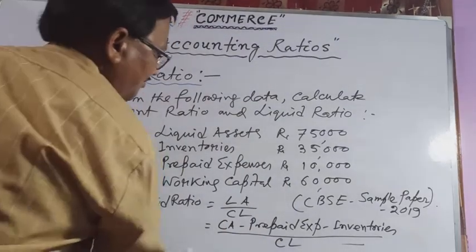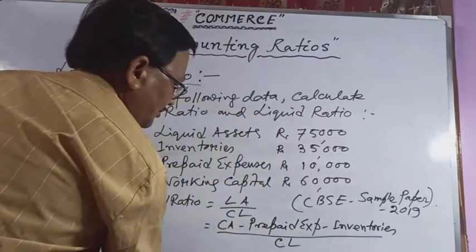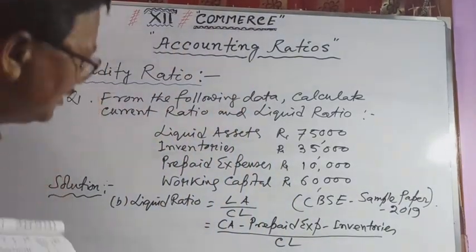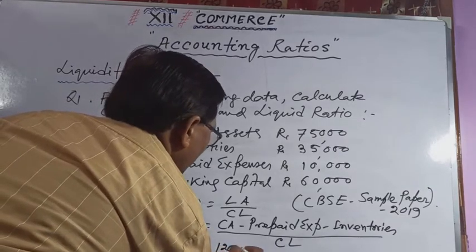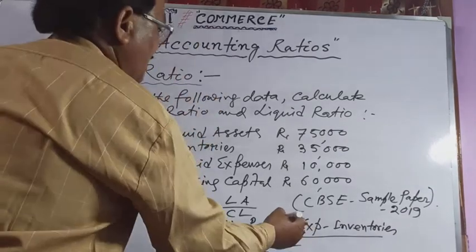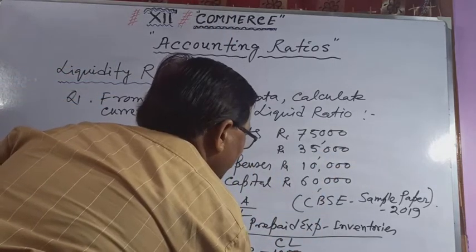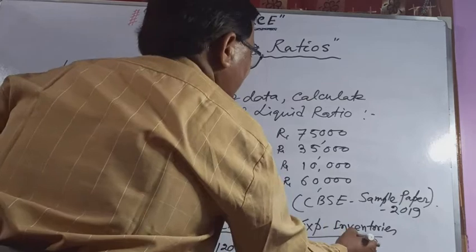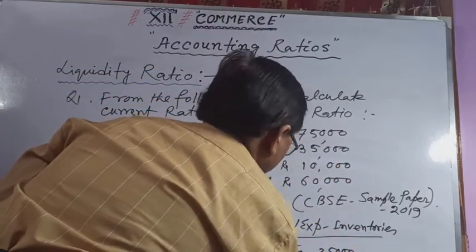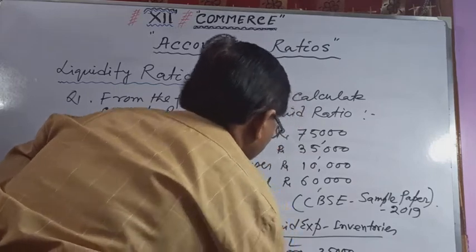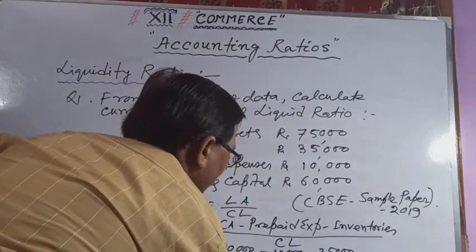Okay. Now CA equal to 1,20,000, prepaid expenses 10,000, minus inventories 35,000, by CL already found out, 60,000.